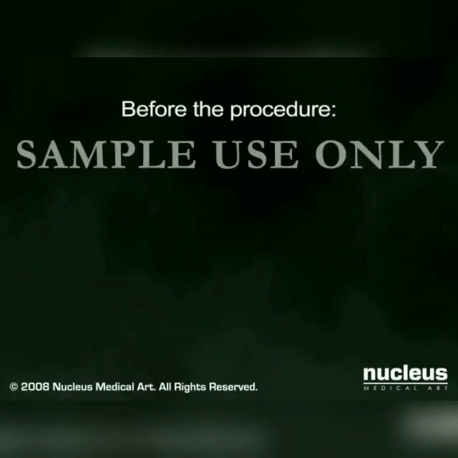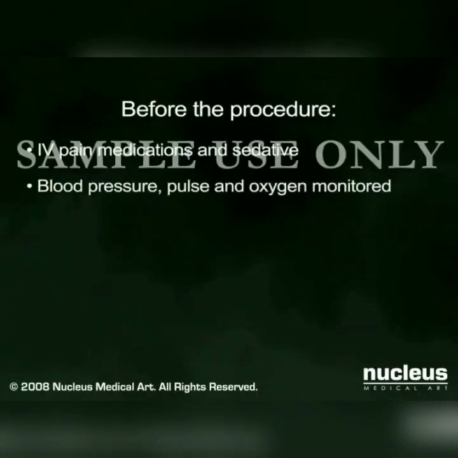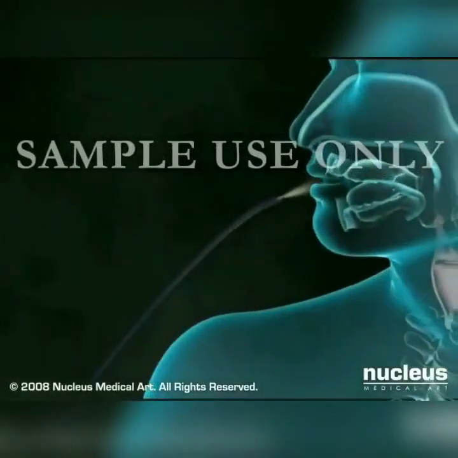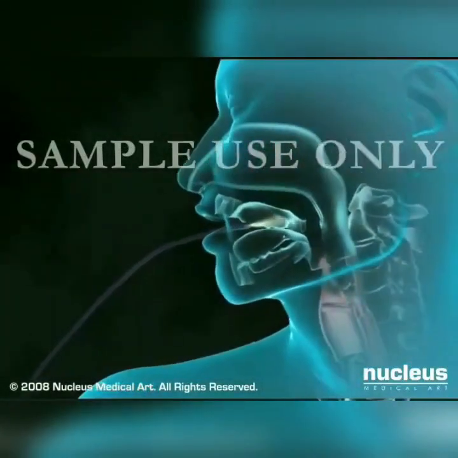Before the endoscopy, an intravenous line will be started and you will be offered pain medication and a sedative. Your blood pressure, pulse, and the oxygen level in your blood will be monitored during the procedure. Your doctor may spray your throat or have you gargle with a local anesthetic that will numb it. You will be asked to lie on your left side, and a supportive mouthpiece will be placed in your mouth. In some cases, you may be given supplemental oxygen through a nasal cannula. Uncomplicated upper endoscopies take between 10 and 20 minutes.